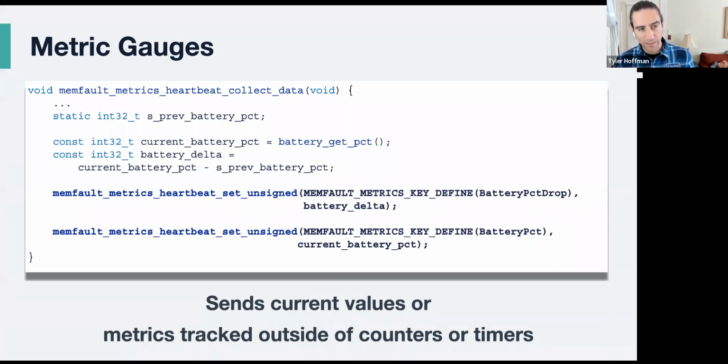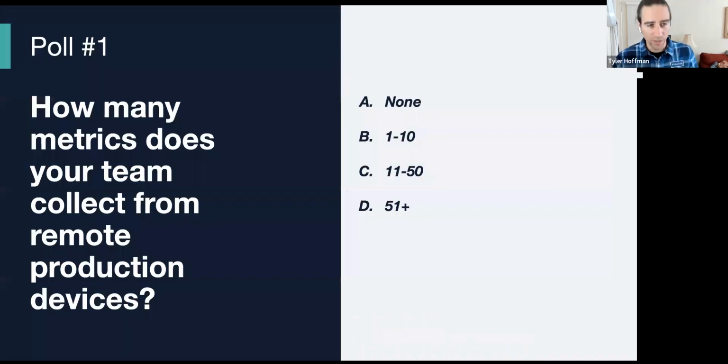So before I go further, and so I can tailor my talk a little bit to the experience level here, I'm curious how many metrics your team currently collects from production devices. And if it's only local devices, we can assume these are local devices as well. So let me get polls here. I'm going to activate this poll and launch it.